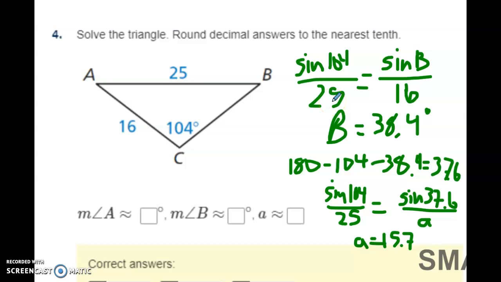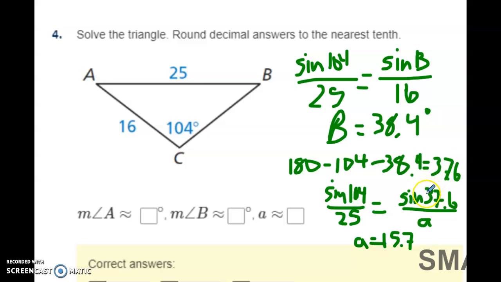So you have to do the inverse sine. So you go second sine, and then put the decimal answer in. I always hit second answer, which is the negative button. And hit enter, and you get 38.4 rounded to the nearest tenth. Now that you know angle B, you can subtract angle C and angle B from 180 and get 37.6.